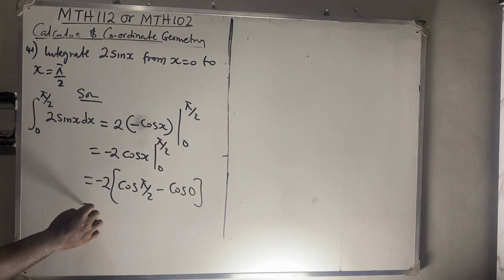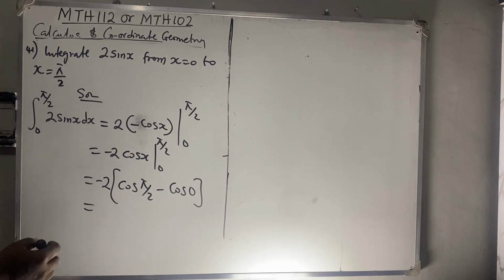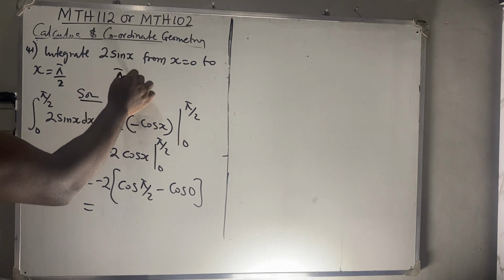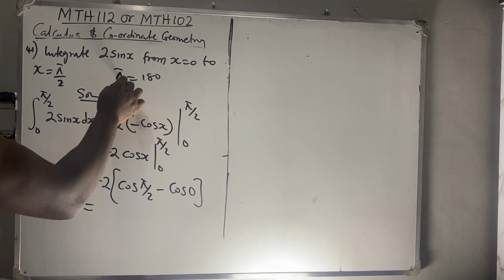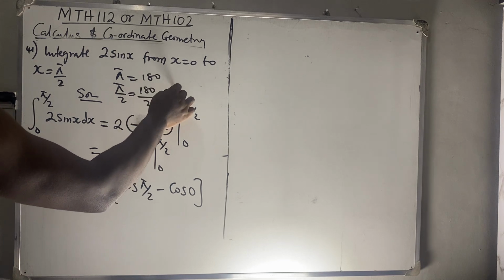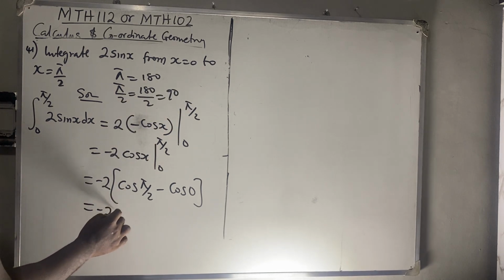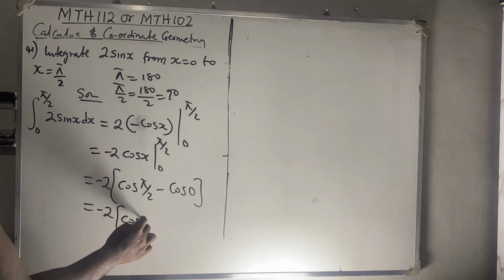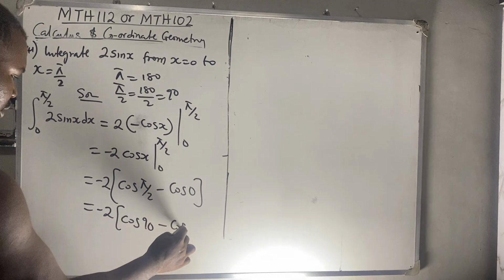Now, don't forget that pi in mathematics means 180 degrees. Yes, pi is equal to 180. So therefore, pi over 2 is 180 divided by 2, which is what? 90. So I'm having minus 2 into what? Cos 90 minus cos 0.